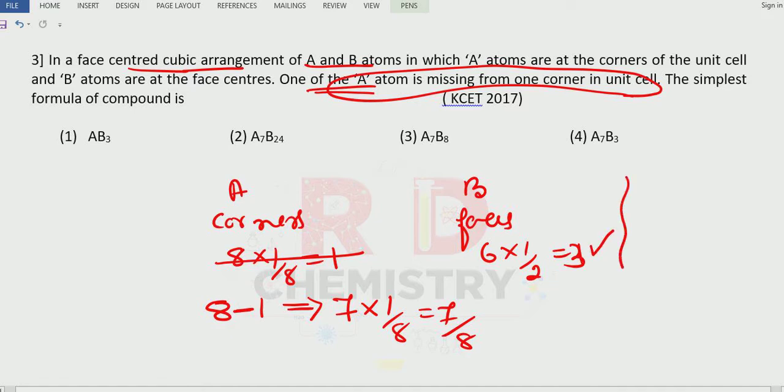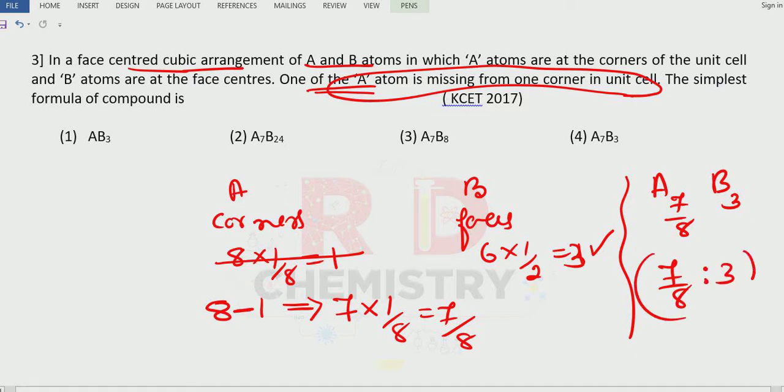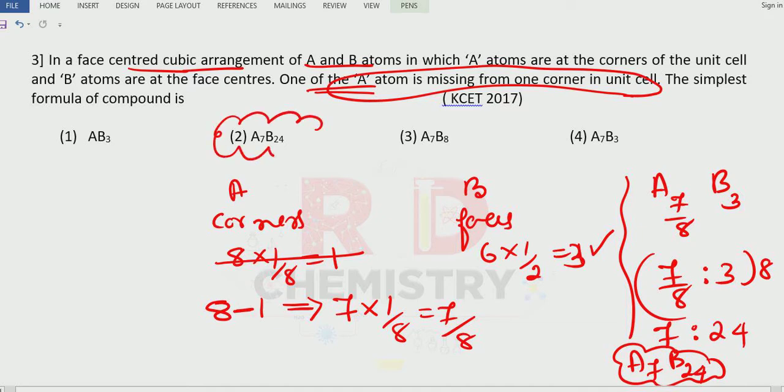So the simplest formula of the compound is A 7 by 8 and B 3. We take the simple ratio, 7 by 8 is to 3. So you multiply by 8 on both sides. So it is 7 is to 8 into 3, which is 24. At the end we have got A7 B24, right? This is the formula of the compound. Clear? So what is the answer? Answer is option number 2. Clear?